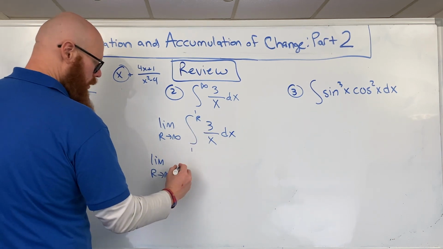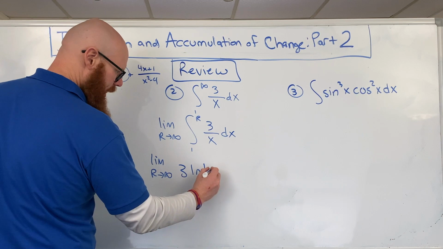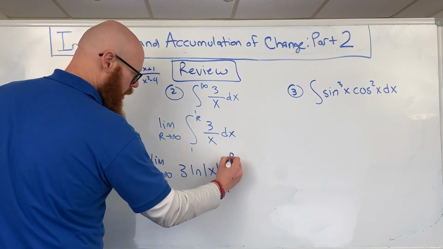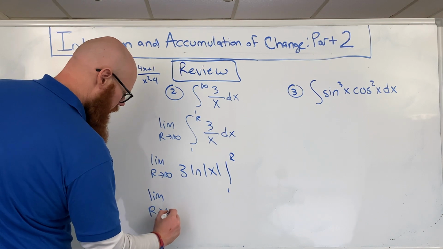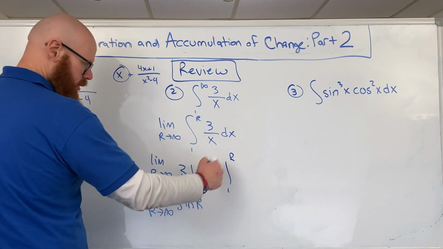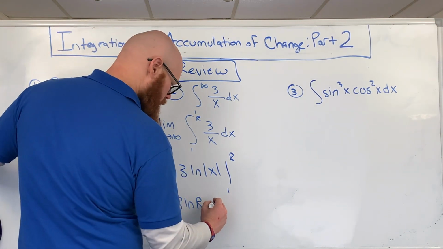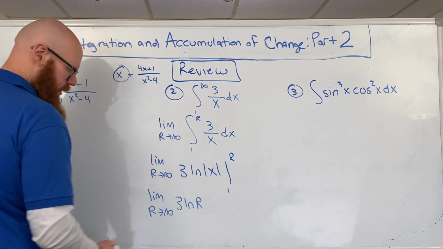Here I have the limit as r goes to infinity. The integral of 3 over x is 3 ln x, from 1 to r. Then I have the limit as r goes to infinity of 3 ln r. Well, I know r is positive, so I don't need the absolute value anymore. Minus, well, the ln of 1 is 0. So I just get 3 ln r.